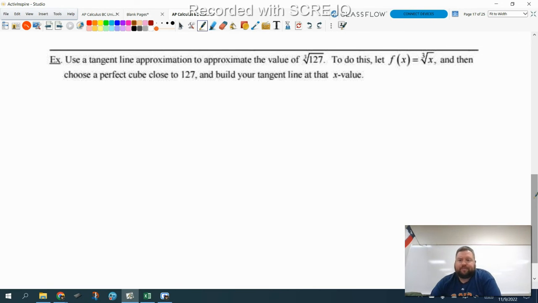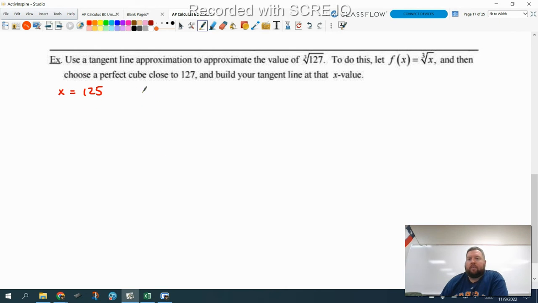what this value is. Okay, so to do this, we're going to let f of x be the cube root of x. So that's our function we're going to be dealing with. And then we want to choose a perfect cube that is close to 127. We want it to be a perfect cube because we want to build our tangent line there, and we want to be able to know what the values are without a calculator. If we had a calculator, then we would just plug this in and do it. All right, so 125. We're going to let x equal 125. That's a perfect cube that's close to 127.